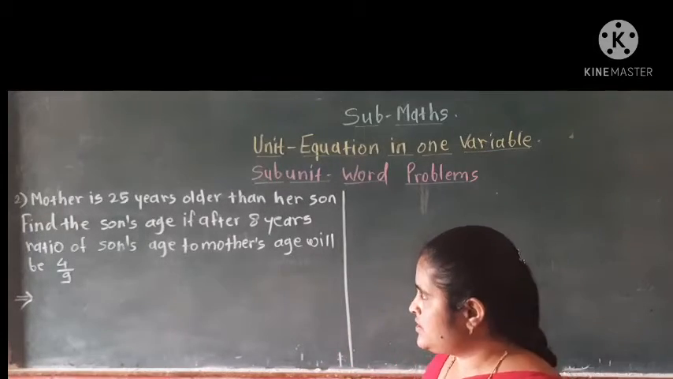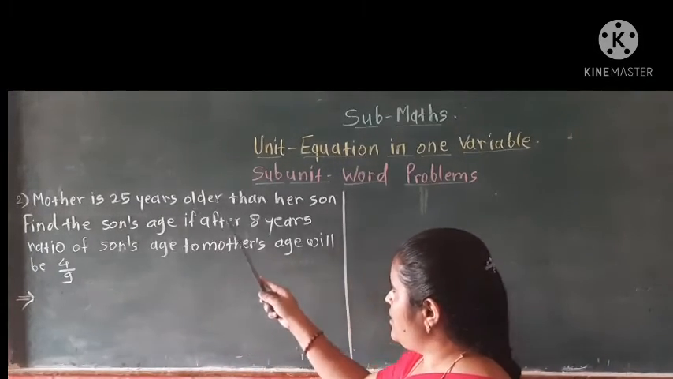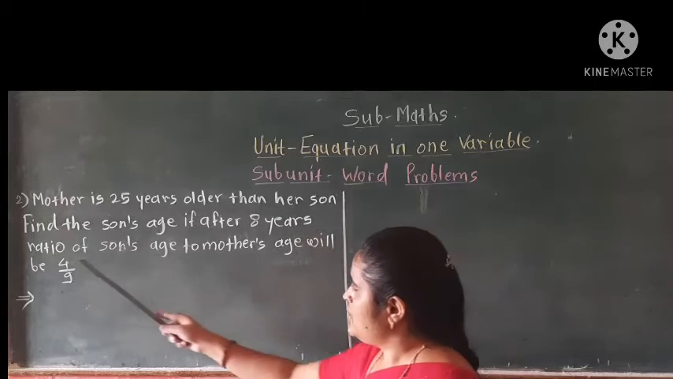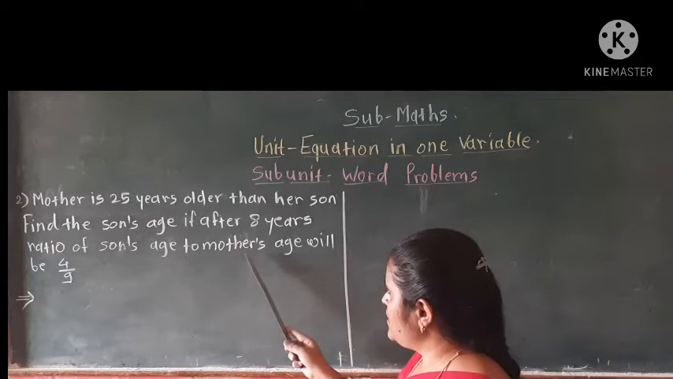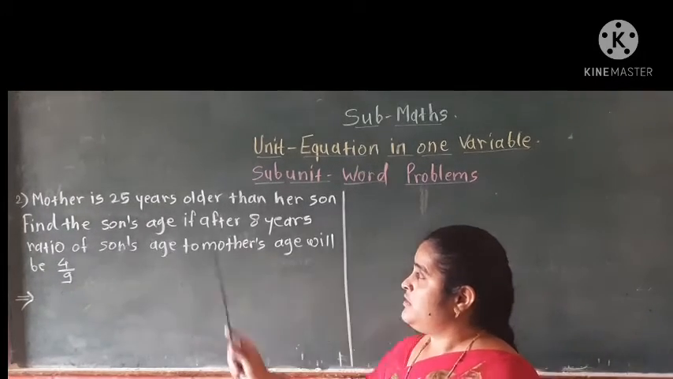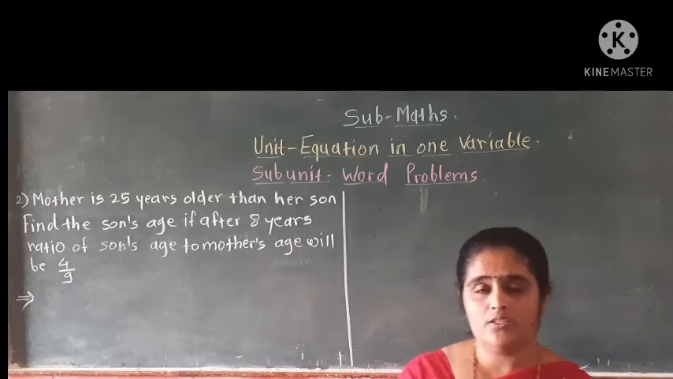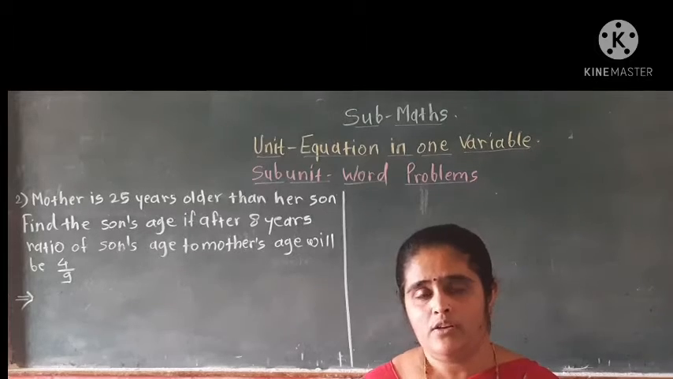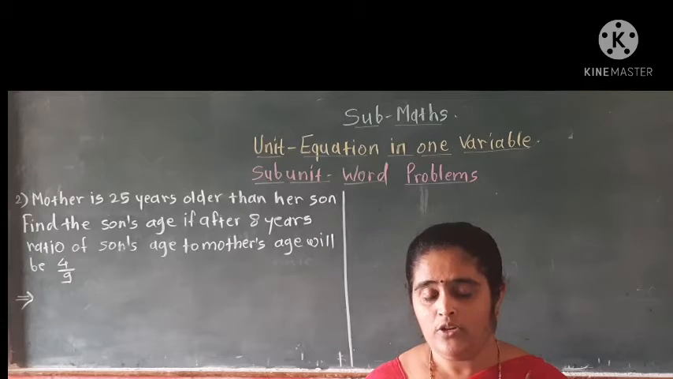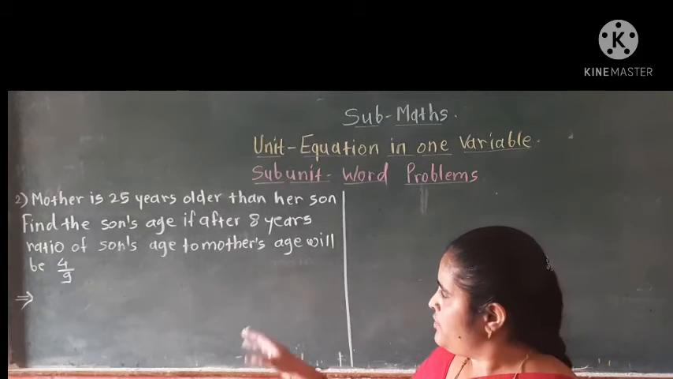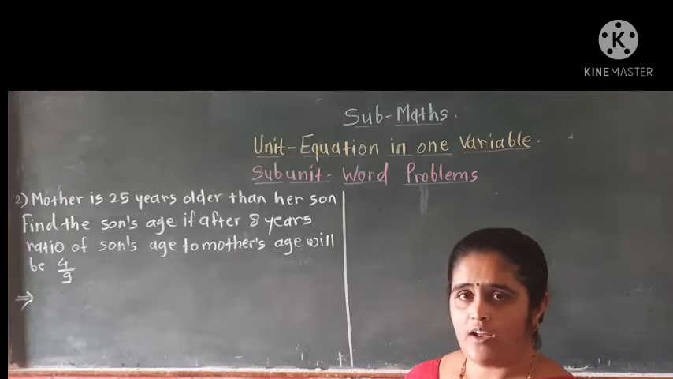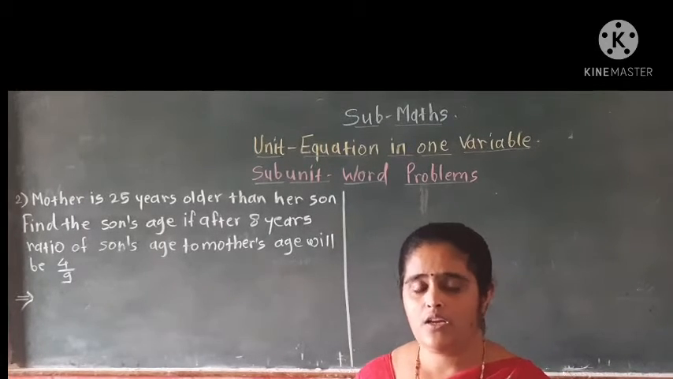Students, the second example is: the mother is 25 years older than her son. Find the son's age if after 8 years the ratio of son's age to mother's age will be 4:9. Here the information about the mother and the son's age is given, but the actual ages of mother and son are not given. So according to the given information, first we consider the age of the son as x. Let's consider the age of the son is x.